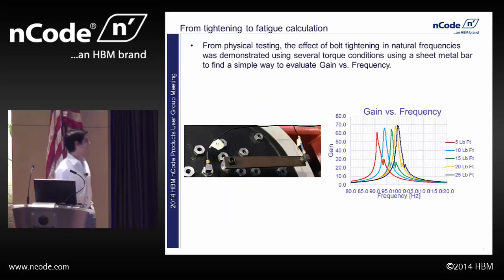Okay, so first we wanted to know if this had an effect on a simple model. So we ran a modal analysis with different torques at the bolt for a simple bar attached to a vibration table and got the modes for that. We can see that with different torque levels, we are shifting the natural frequencies of that bar. Then we also did this for brackets, and we saw the same effect. It has an effect on shifting the natural frequency and also the mode shape.